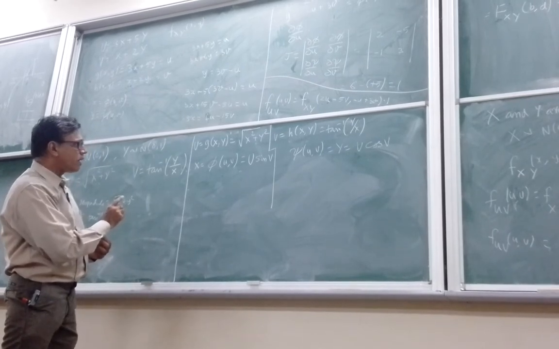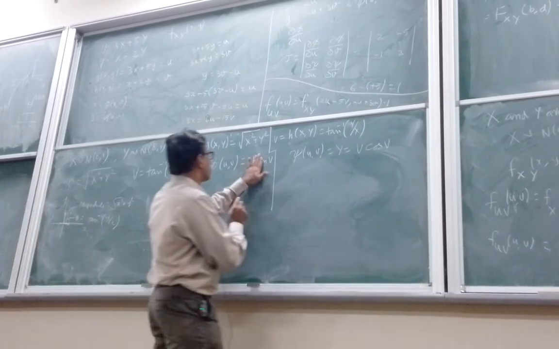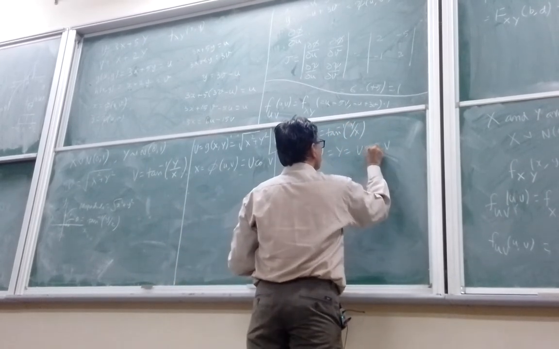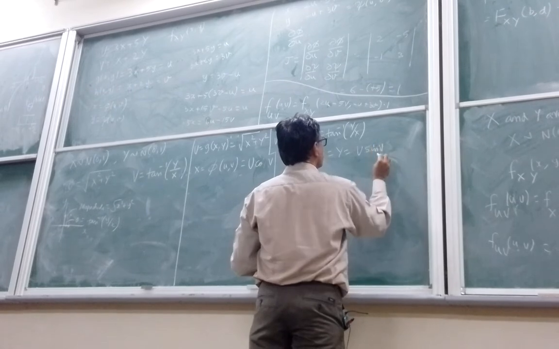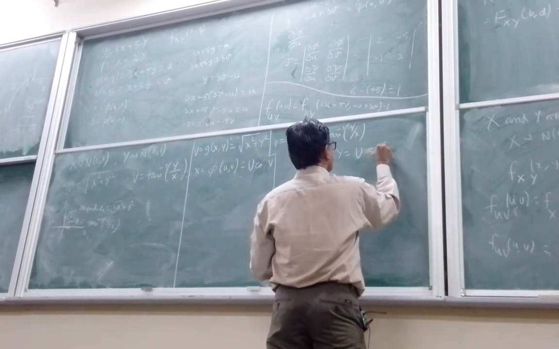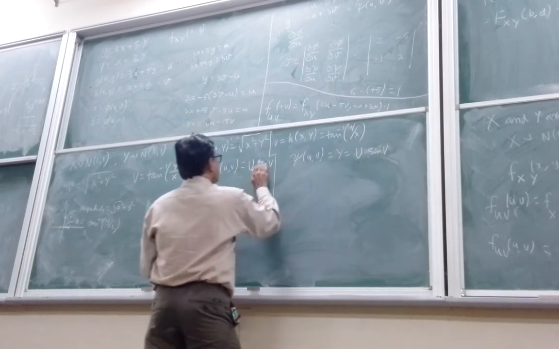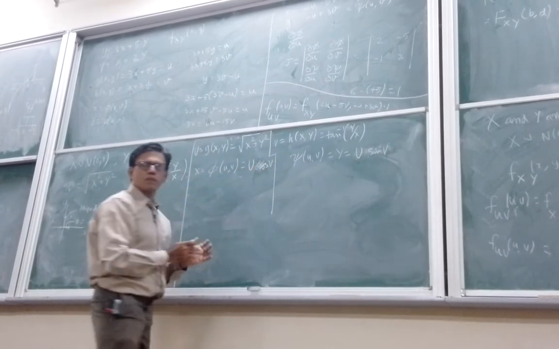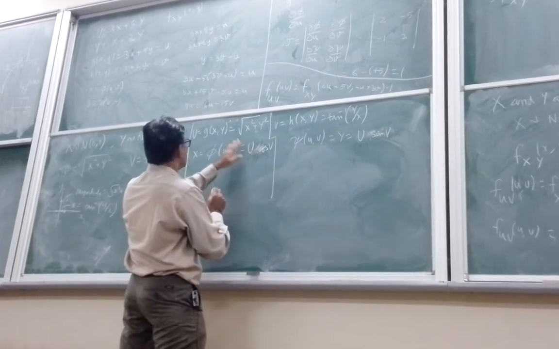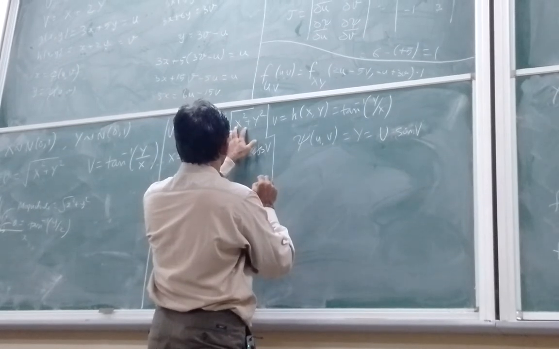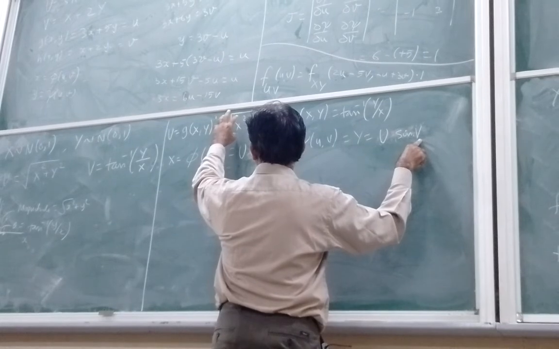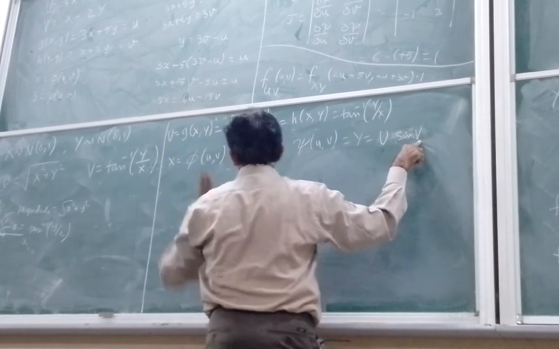Okay. Y will be u cos v, because this comes here. Sorry, u, this is by... why? Because if you substitute this one, you will see that u squared cos squared v plus u squared sin squared v, you take u squared and square root, you get u.